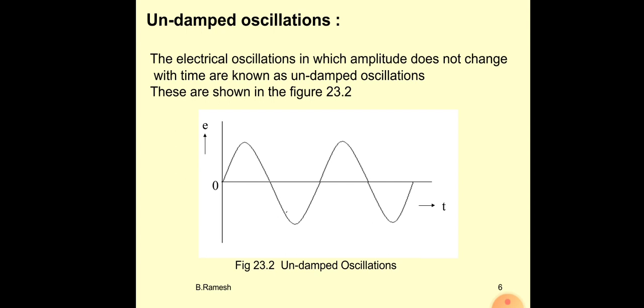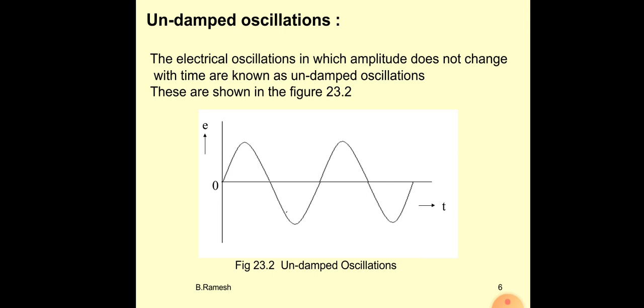Electrical oscillations in which the amplitude does not change with time are known as undamped oscillations. Undamped oscillations mean the amplitude of the signal does not decrease or increase with respect to time. If the signal amplitude increases with respect to time, that is called over damping. If it decreases with respect to time, that is called an under damping signal.